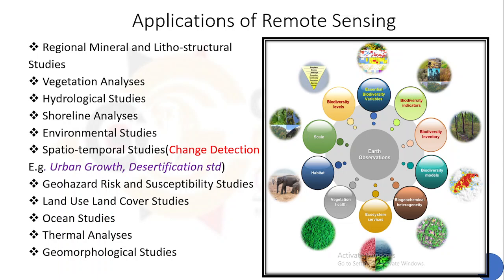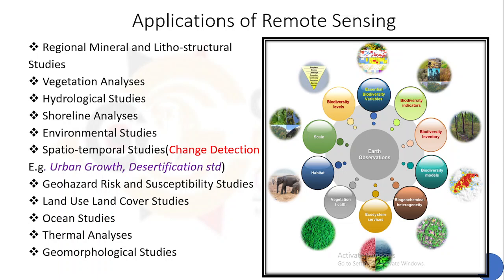Then the second point is vegetation analysis, hydrogeological studies, shoreline analysis, geospatial-temporal studies, and environmental monitoring. That's where we want to look at how our environment has transitioned through time. You wouldn't tell me that the state of your environment as it is now was the same as it was 10, 20, or 50 years ago. Things have changed, our environment has changed. There has been the inception of new mechanisms that are affecting our environment on a large scale.